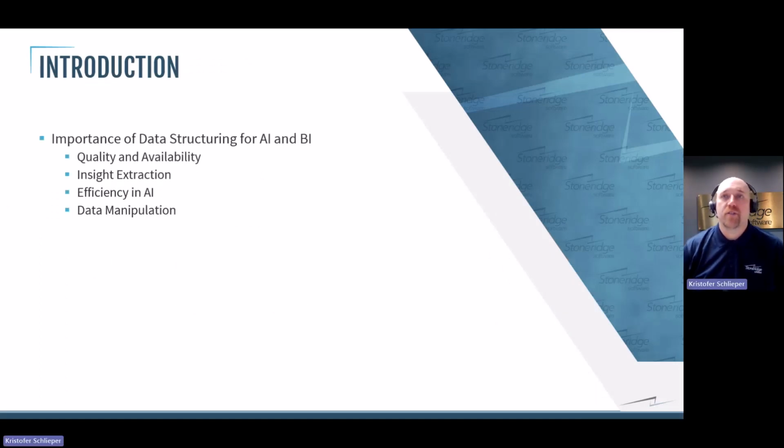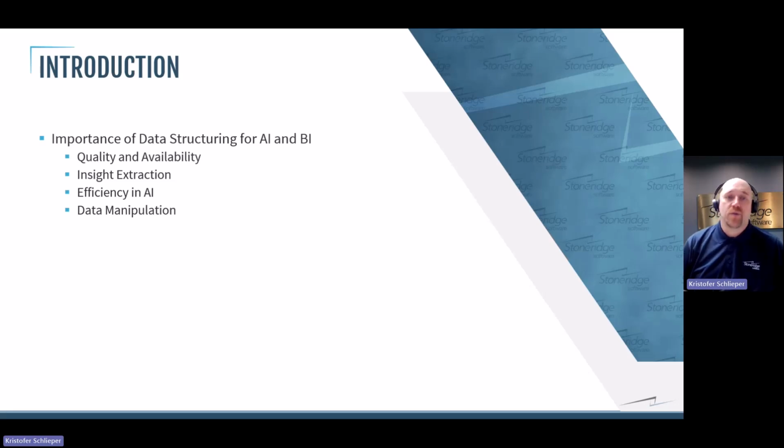Now, for our introduction, we want to talk about 4 different areas when we talk about structuring for AI and BI: quality and availability, insight extraction, efficiency in AI, and data manipulation. For quality and availability, our AI initiatives rely heavily on the quality and availability of our data. Properly structured data ensures that our AI models have a solid foundation to work from. And what do we mean by properly structured models? Well, that's going to include organizing, cleaning, and standardizing our data in formats that can be used for our analysis.